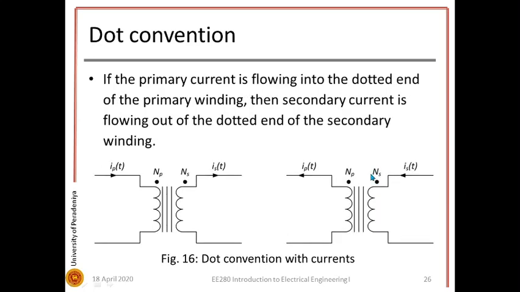Then we will see how the current direction can be found out. If the primary current is flowing into the dot, then the secondary current is flowing out of the dot. If the primary current is leaving the dot, then the current in the secondary is moving into the dot. So with this dot convention, you could find out the voltage direction as well as the current directions.